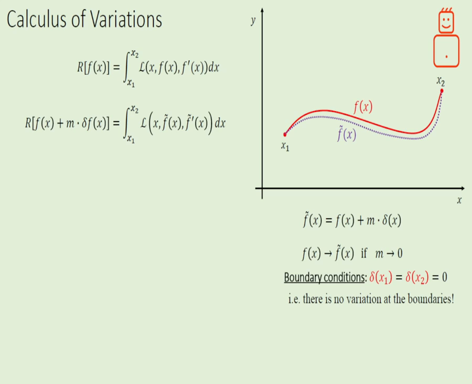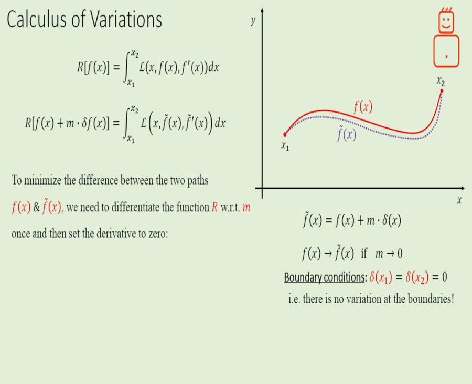One note to be stated here is that the derivative of the function f of x hat is given as. To minimize the difference between f of x and f of x hat, we need to differentiate the function r with respect to m and then equal the result to 0. This is basically what we would do if we want to find the extreme points of a function with variables in basic calculus. Thus we can write the following, or the following.